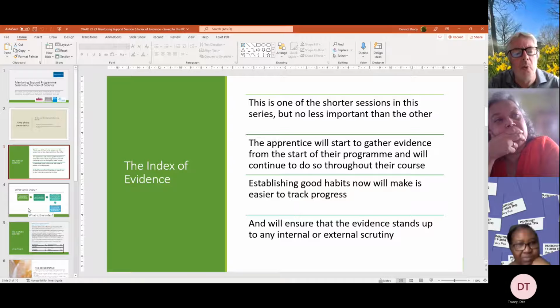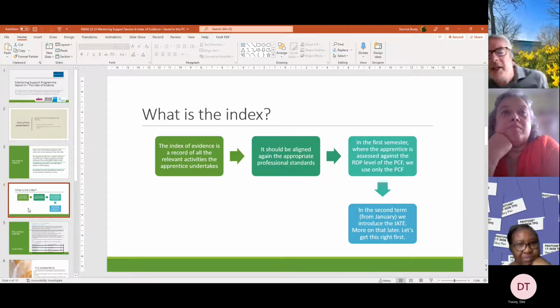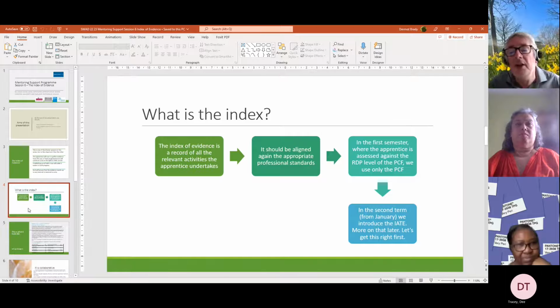And you know what social work is like. There is going to be scrutiny of some description. So what is it? It's a record of all relevant activities the apprentice undertakes. It should be aligned against the appropriate professional standards. And for the first term, that is September to December, it's readiness for direct practice. In the new year, they then move on to end of first placement, and we introduce the apprenticeship standards.